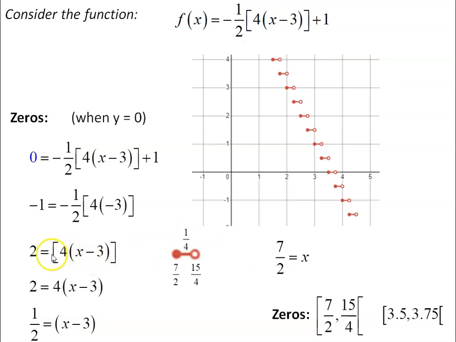Or alternatively, from this point, what I could have done was to set this up as an inequality and divide both sides by 4 and add 3 to both sides, and I would end up getting the same answer anyway. So those are my zeros here.